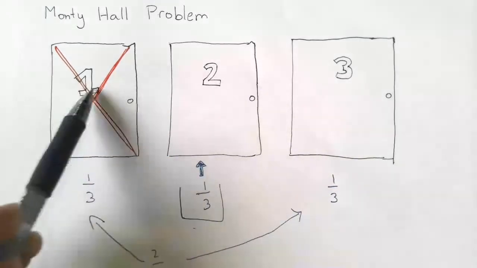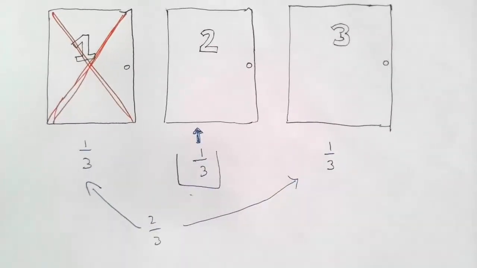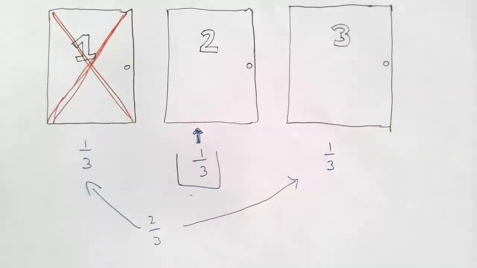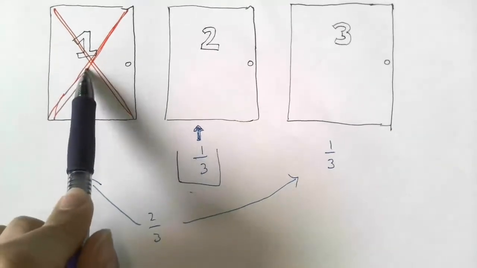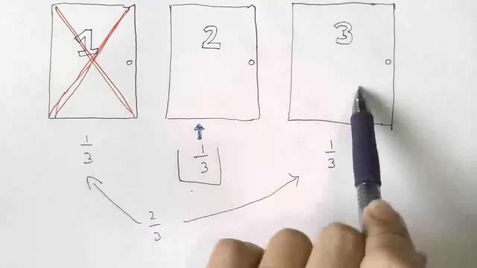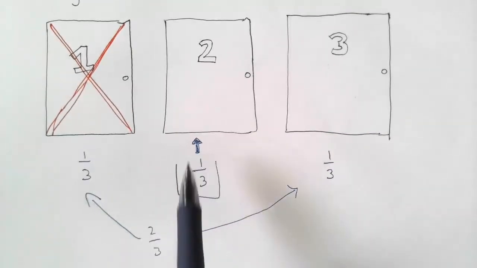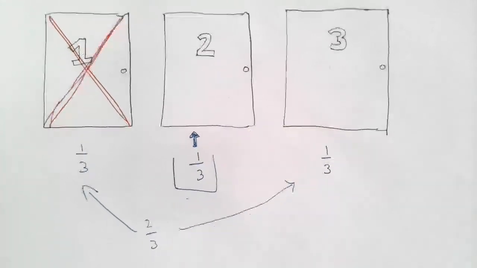When the host opens this door, that does not change the probability. It's still 2/3 that one of these 2 has the car. However, we have new information now. The new information is that definitely it's not this one. However, the combination of these 2 still has a 2/3 chance. So if you think about it, staying gives you a 1/3 chance of getting the car, but switching now gives you a 2/3 chance of getting the car.